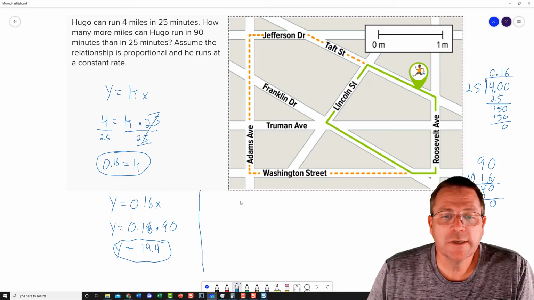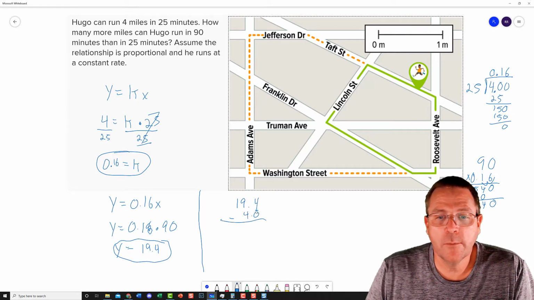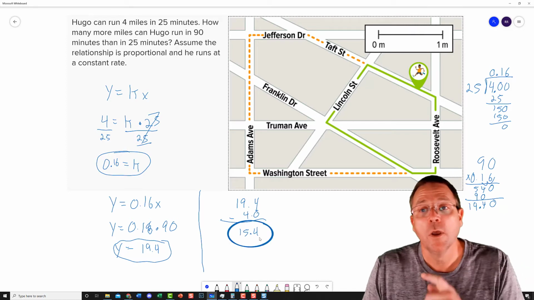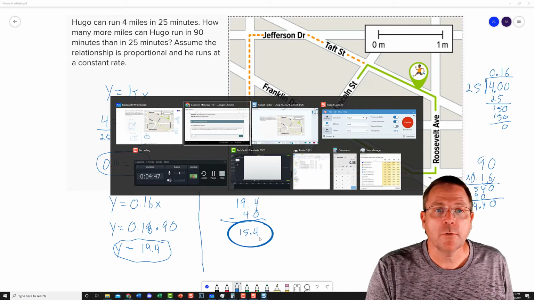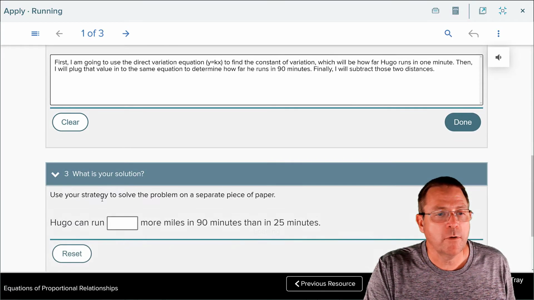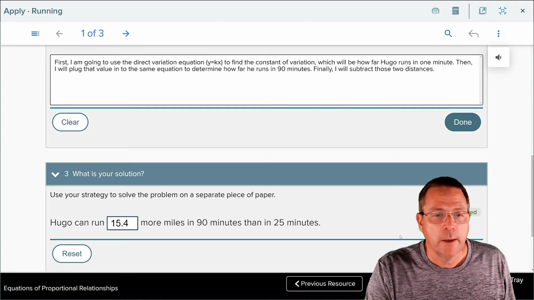They wanted to know what's the difference. So we're going to take the 14.4, subtract from it the 4.0 miles he ran in 25 minutes, and with that we're going to find that he would run a difference of 10.4 miles, which is going to be our final answer. So going back to our course, what is my solution? My solution was 10.4, and hit check answer.